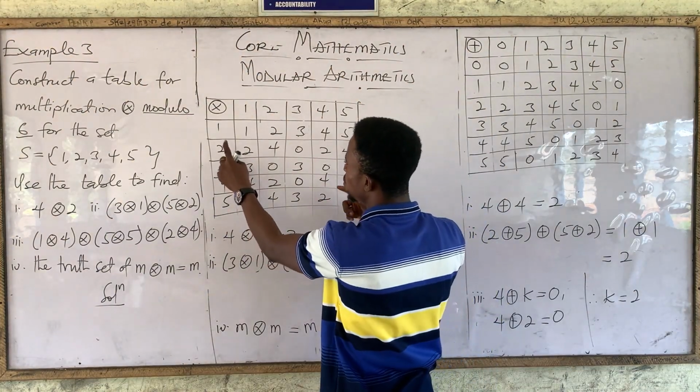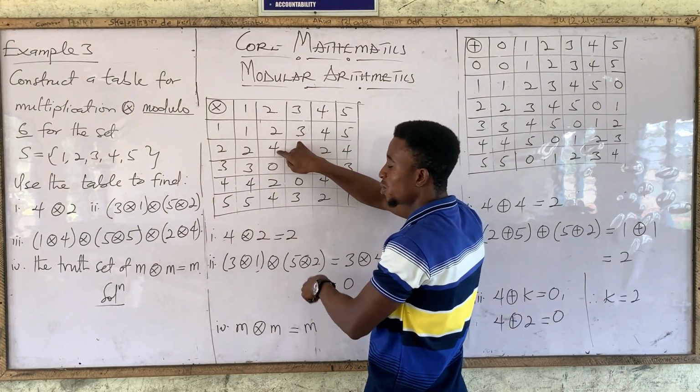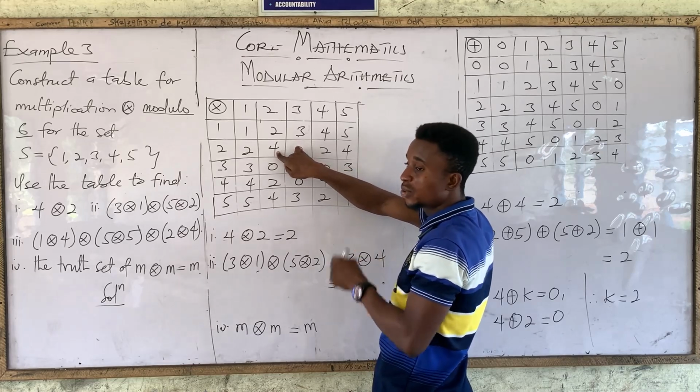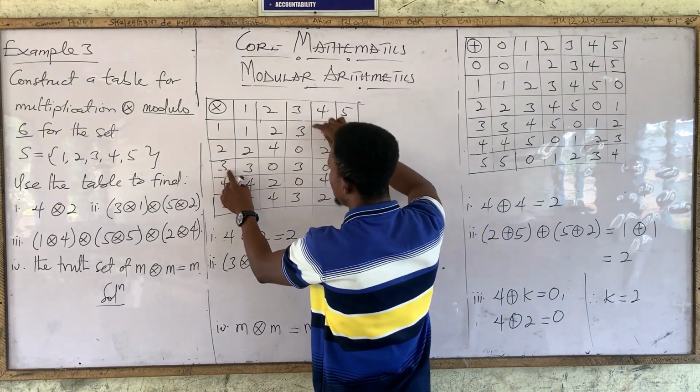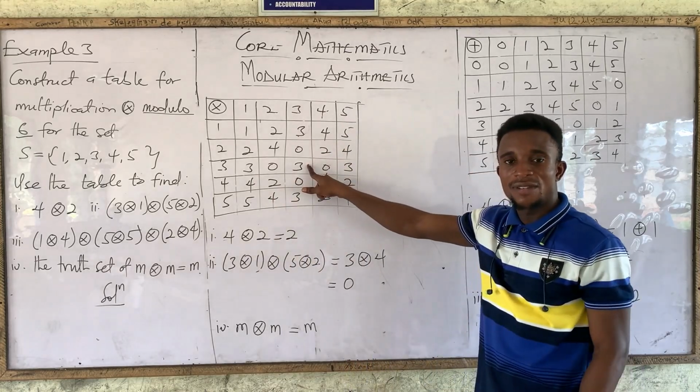Let's take that of 2. So 2 multiplying 2 is getting us 4. That is wrong. It's not getting us the same 2. Then I have that of 3. 3 multiplying 3 is getting us what? 3. You see, going further, now we are having another one.